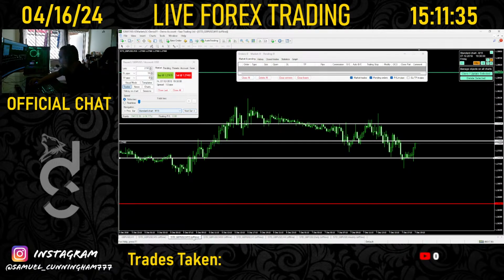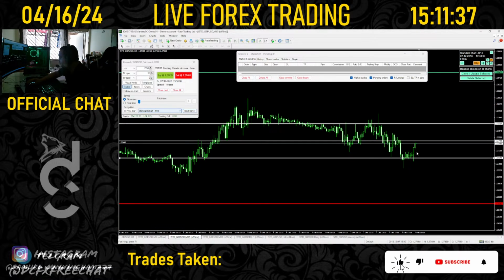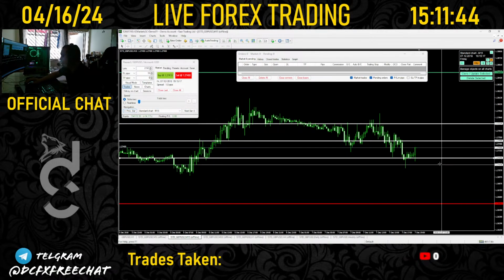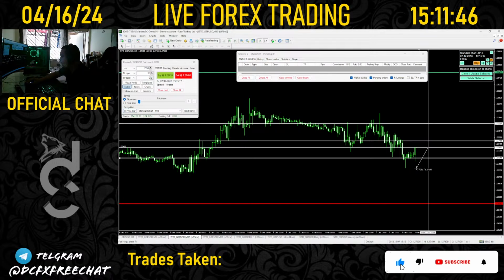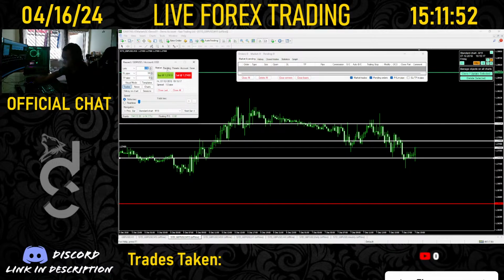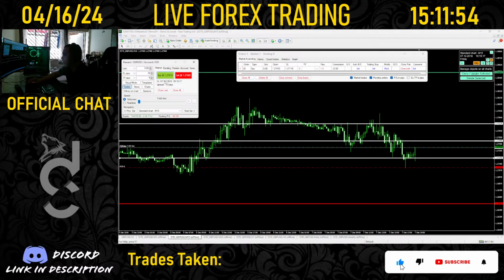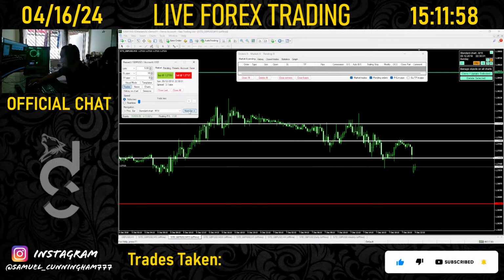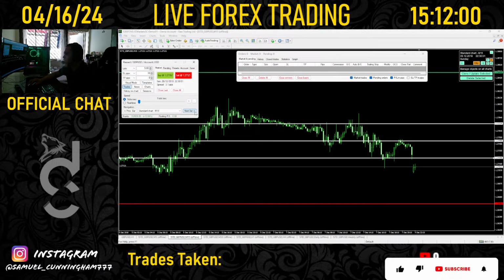Okay. So this is the engulfing from the support. Let's check it up. 30 pips. Let's go 5 lots. This is our last attempt. Okay. Oh, that was also pretty dumb.